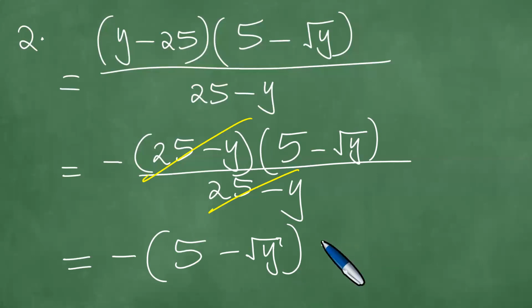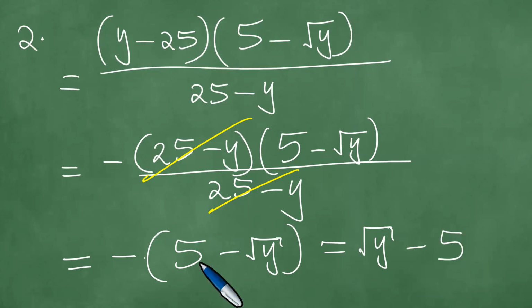Once you have written it like that, this can be written also as the square root of y minus 5, because you distribute, you multiply it through by the negative, and then you get this exactly. Any question so far?